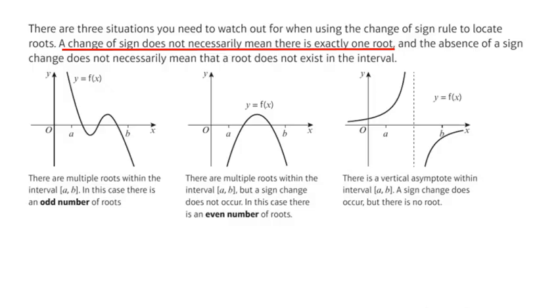In the picture on the left-hand side, there are multiple roots within the interval a, b. We can see that at a, there's a positive y coordinate, and at b, there's a negative y coordinate. So if you found f of a and f of b, you would see a change of sign. However, that doesn't mean that there's exactly one root. In fact, it could be any odd number of roots. We can see in this case there were actually 3.